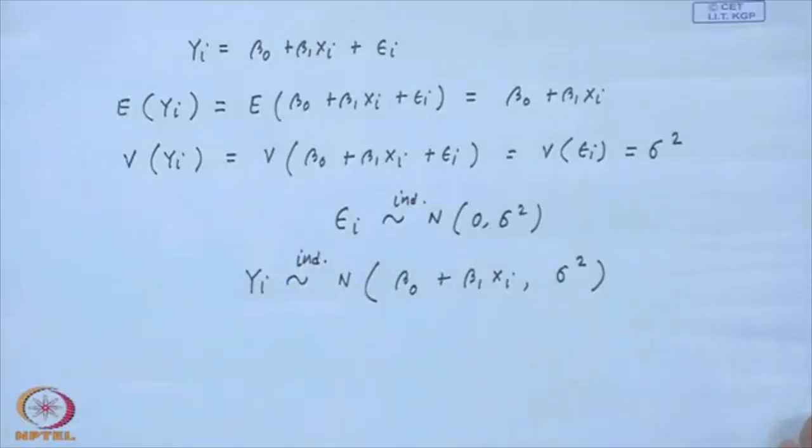So, the assumption on the error term, like epsilon i having expectation 0, variance sigma square, they are uncorrelated, and epsilon i follows normal distribution. So, finally, epsilon i is following normal distribution with mean 0, variance sigma square, and they are independent. So, the consequence of that in terms of response variable is that y i follows normal distribution with mean beta naught plus beta 1 x i and constant variance sigma square. So, we are assuming that the ith observation is from normal distribution with mean beta naught plus beta 1 x i and the constant variance sigma square.